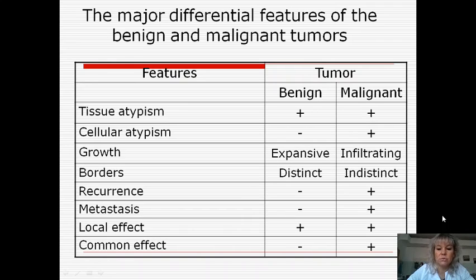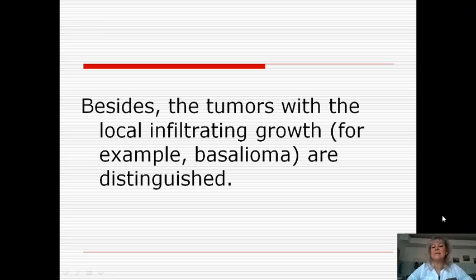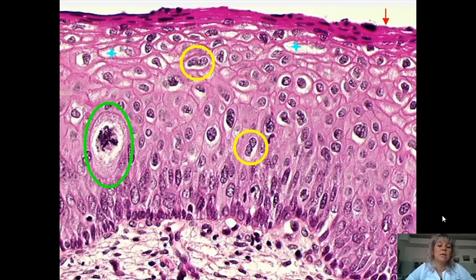Local influence on the macroorganism: in benign tumors it is atrophy of surrounding tissue, and due to malignant tumors it is destruction and necrosis of surrounding tissues. And a general influence, cachexia, cancer cachexia, we see only in malignant tumors. Besides, tumors with local infiltrating growth, for example basalioma or basal cell cancer, are distinguished. In those pictures, you can see abnormal atypical cells.